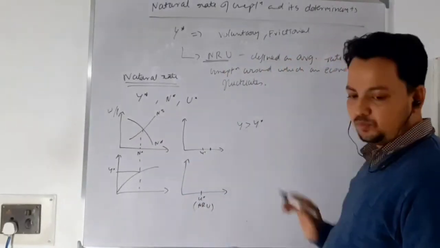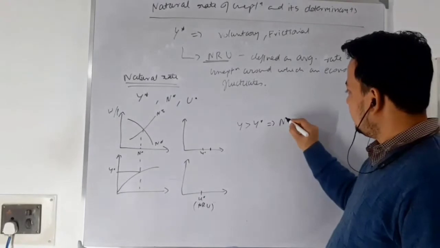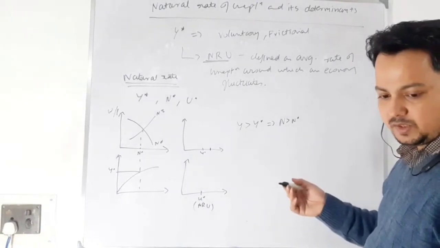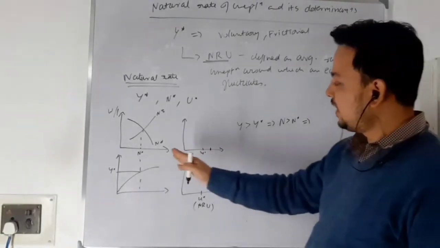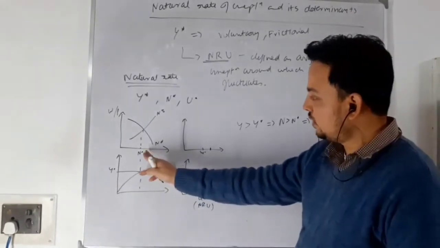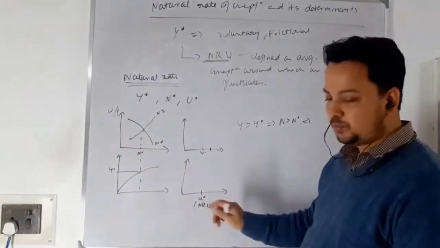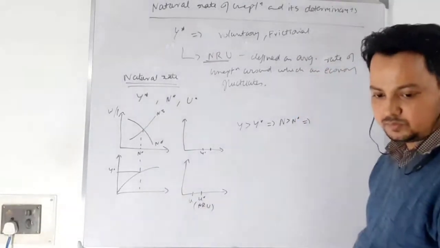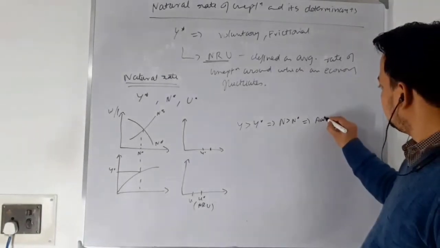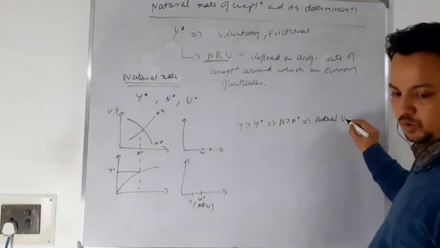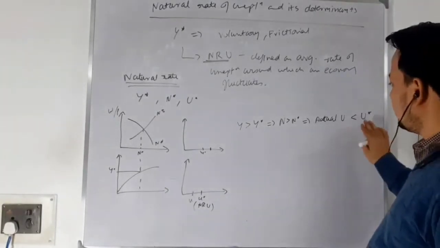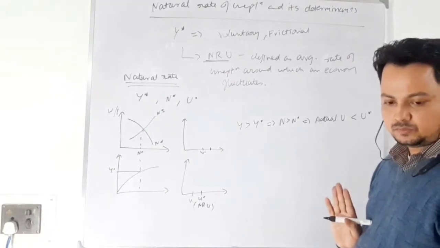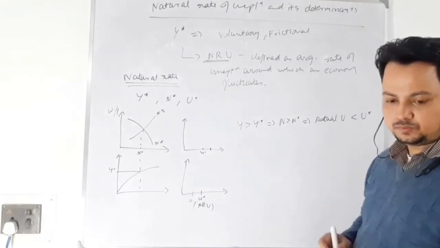When output is more than full employment, employment will be more than full employment of labor. That means there will be wage inflation in the economy. And when employment is more than the natural rate, what will happen to your unemployment rate? It will be less than your natural rate. Yes or no? Actual unemployment, I write U for unemployment, U is less than your natural rate of unemployment. Everyone understand this one? Yes, no?